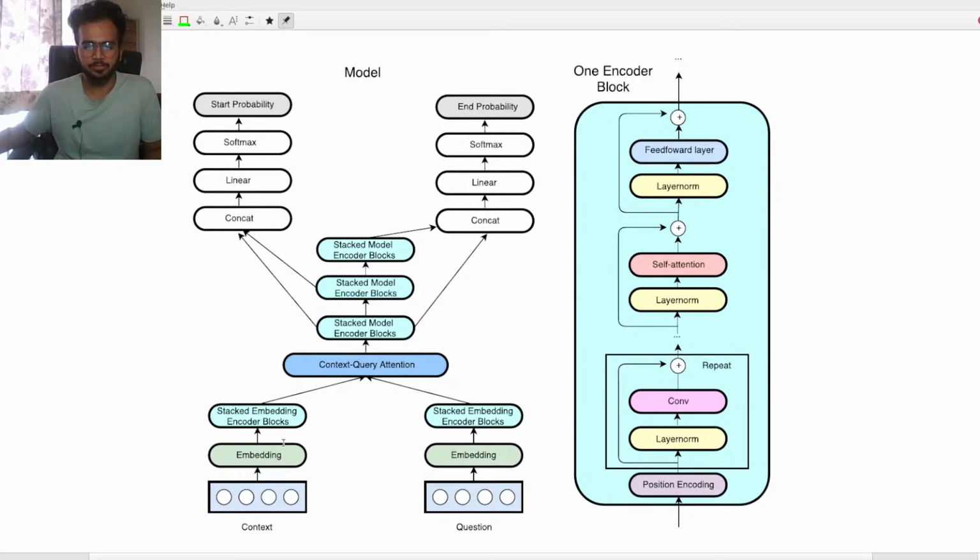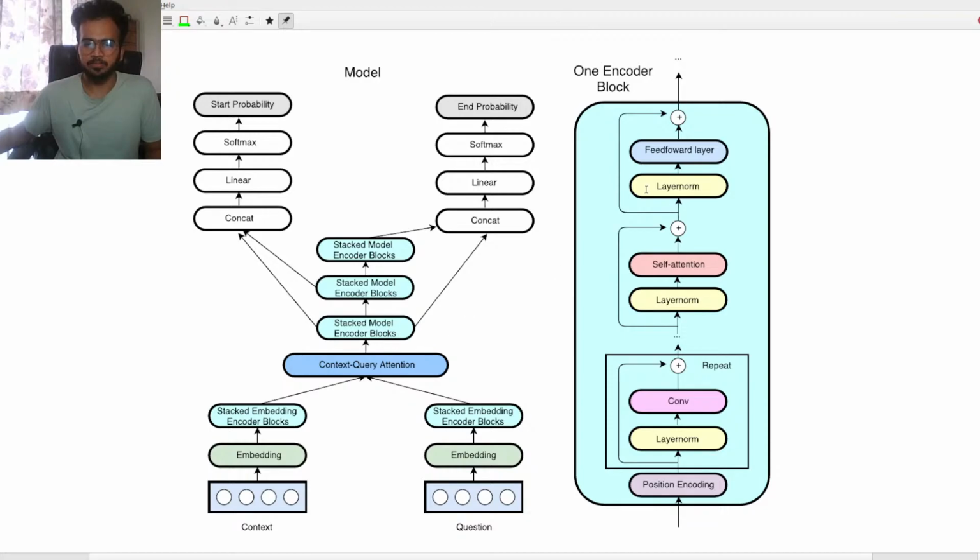After we pass the context as well as the question through the embedding encoder block, we have context query attention. The context would be the comprehension, and the query obviously would be the question. So the question will be querying over the context of the comprehension to figure out which part of the comprehension attends more to the question, hence giving us a clue of which part of the comprehension the answer will be in. Both of these are combined in context query attention. These are again followed by stacked model encoder blocks, just as we saw here.